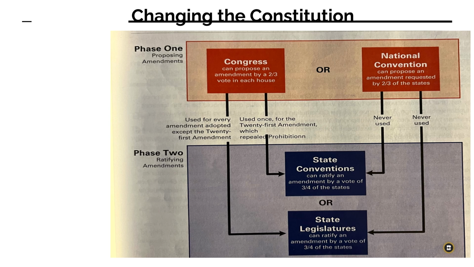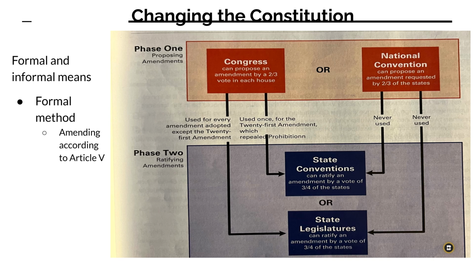And now for something completely different, right, changing the Constitution. We have 2 ways of changing the Constitution. We can change it formally, and we can change it informally. We only have one way of changing it formally, and that is the amendment process laid out in Article 5 of the Constitution.